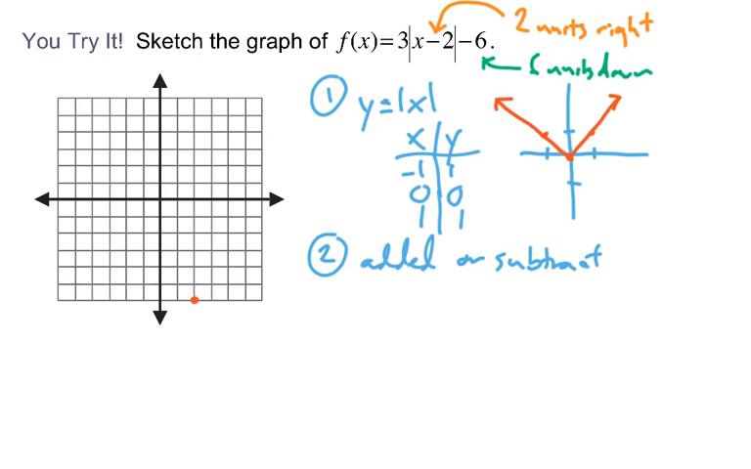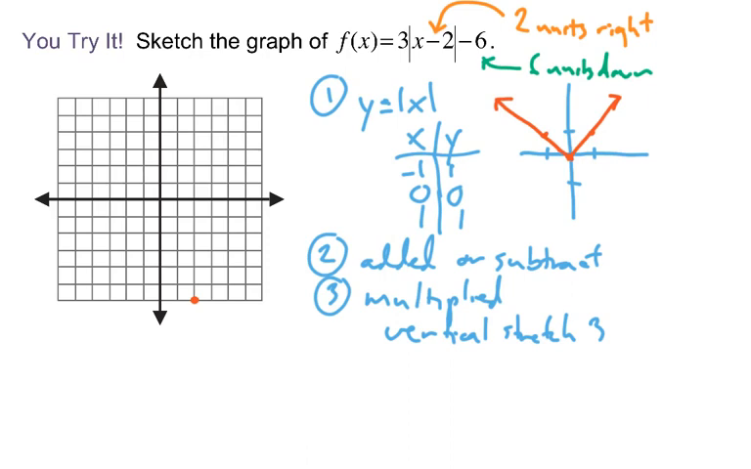Then I look at numbers multiplied. There are no negatives this time, so there's no reflecting over either the x-axis or the y-axis. But there is a number multiplied outside the function, which is going to represent a vertical stretching, and that's going to be a vertical stretch by a factor of 3. And that tells you how the graph moves away from the origin.